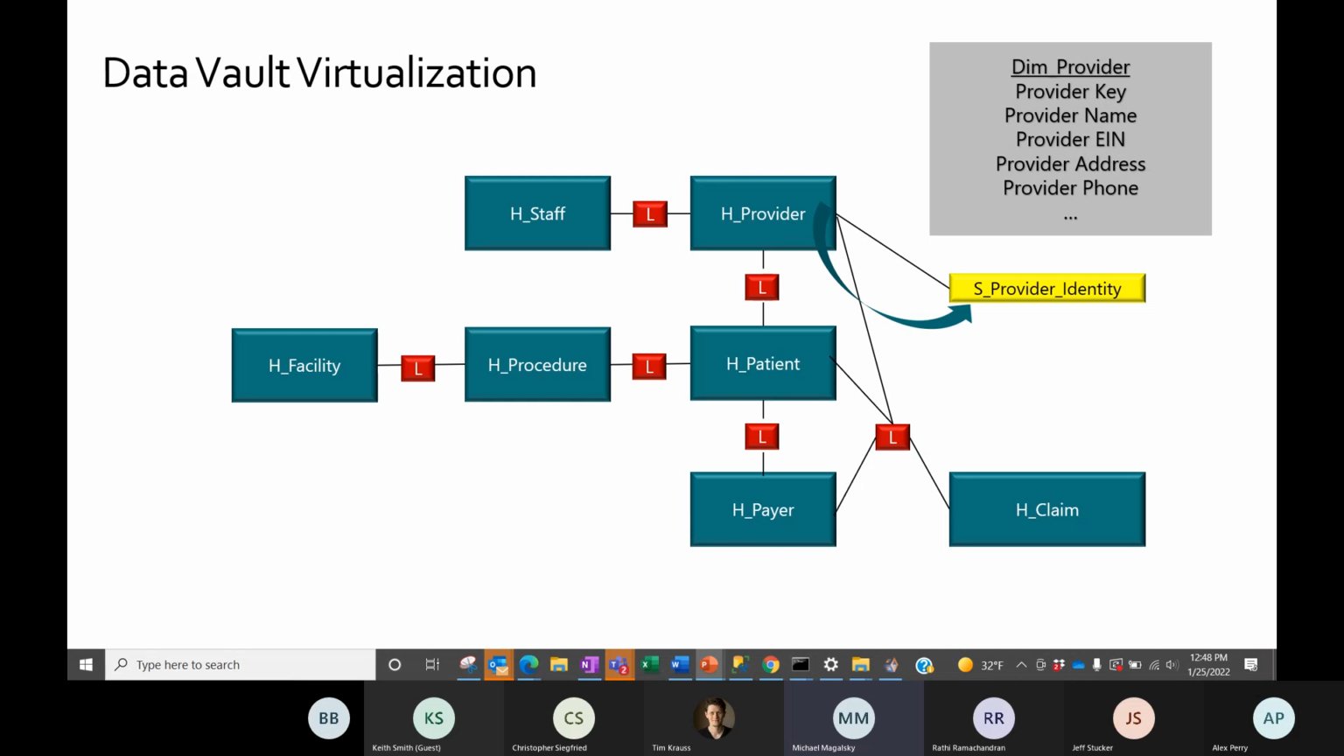So a type 2 dimension is actually easy to build because you just join from the hub to 1 or more satellites and produce a virtual object that shows all that data. So it's very easy to build a dimensional object from a data vault using this approach. It's equally as easy to build a flat view, a bunch of denormalized data.